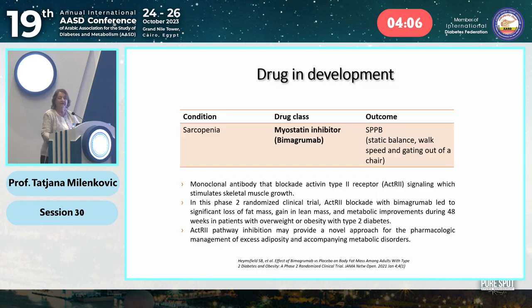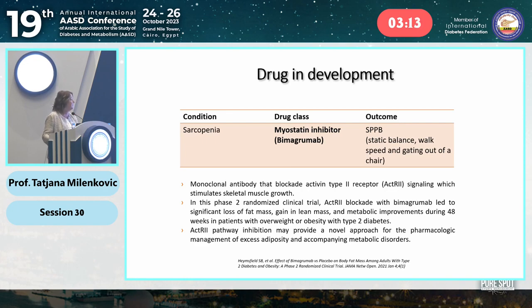So is there any development in this field, any drugs that are promising? There is. There is a myostatin inhibitor with the name bimagrumab. And there is a second phase of trials with this drug. The outcomes that are measured are static balance, walk speed, and getting out of a chair. These three are very important to judge what is the progression of sarcopenia. This drug is actually a monoclonal antibody that blocks activin type 2 receptors and stimulates skeletal muscle growth. And in this phase 2, the results are promising.